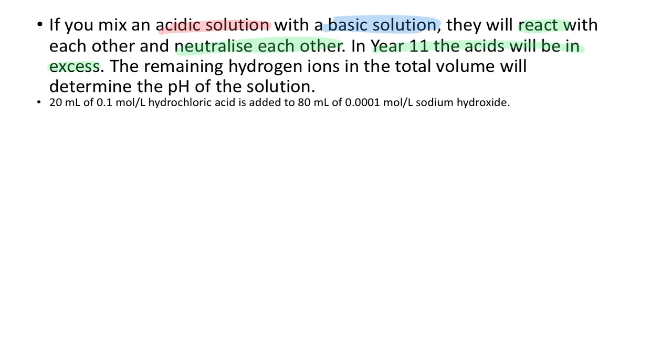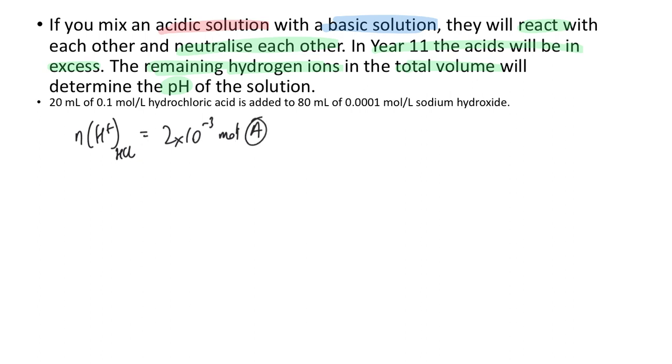But in year 11, the acids will be in excess, and so the remaining hydrogen ions and the total volume will work out the pH of the solution. So let's try this one here. First of all, we need to work out the number of moles of H+ from the HCl, which is, again, equal to 2 times 10 to the negative 3, because Mr. Lim doesn't change numbers very often.